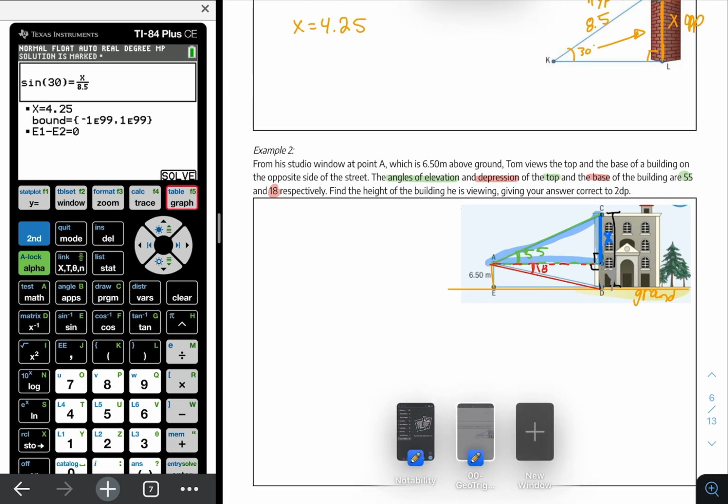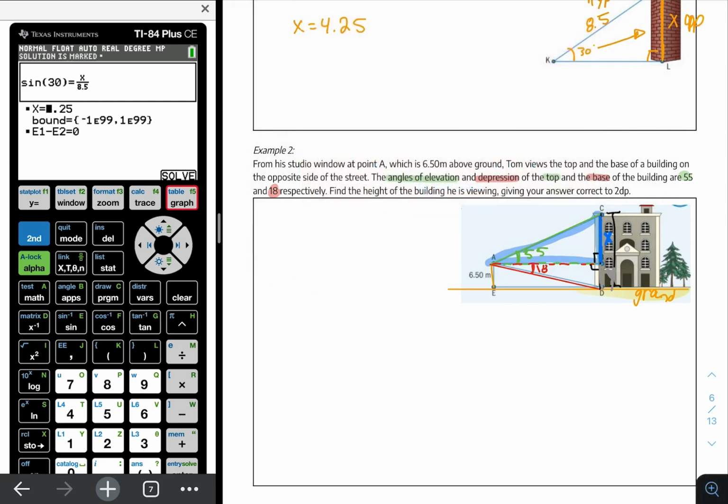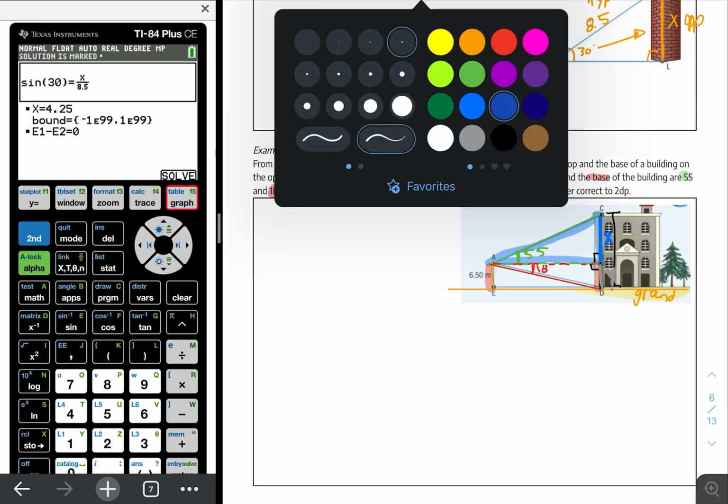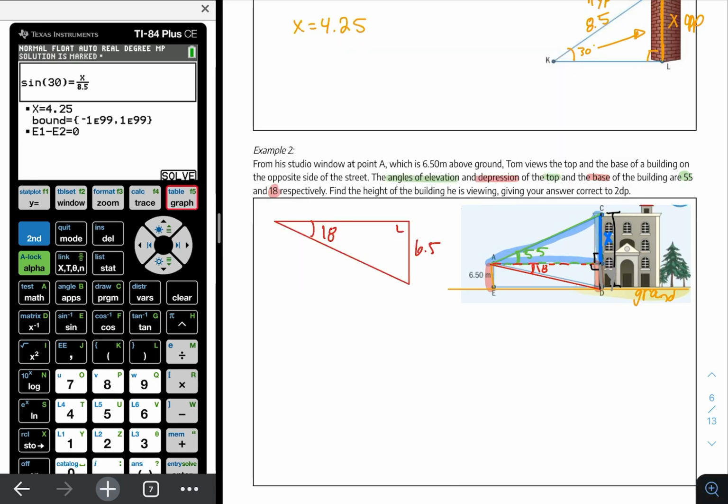In the second triangle, we have more information because we have 6.5, which is here, which corresponds to the measurement y. So 6.5, if I redraw this triangle, we can find out this missing side, which is going to be the same one used in the other blue triangle. In this triangle, we're using the angle 18, which means we have the opposite side, which is 6.5, and we're looking for the adjacent side. So therefore, we're going to use the tangent ratio.